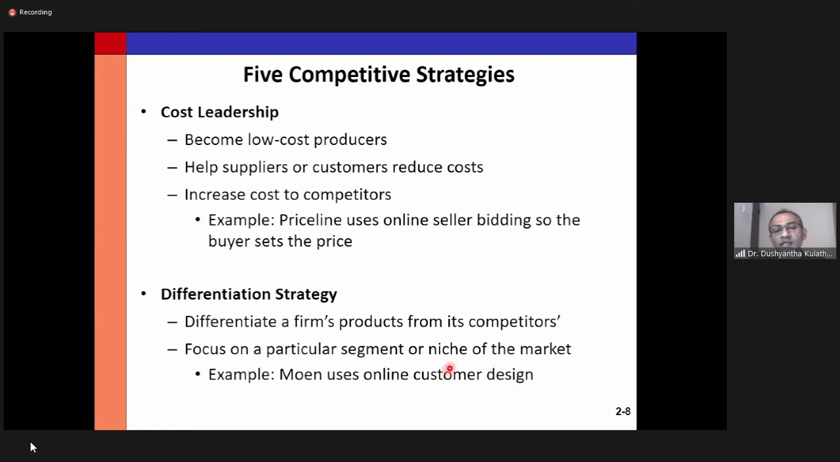and produce the particular items to match those requirements. So therefore, differentiation is something like that, making some key changes to the products from the products of competitors, or focusing on a market niche.